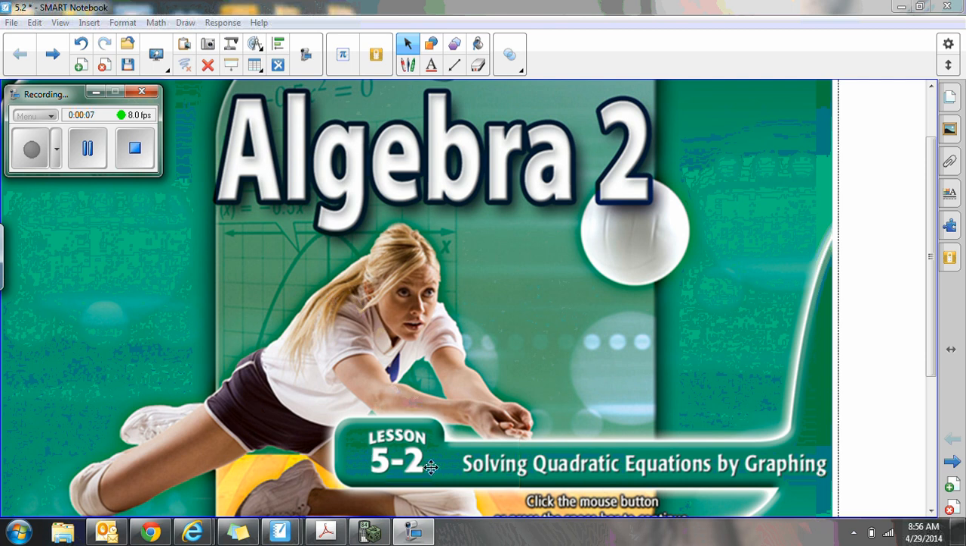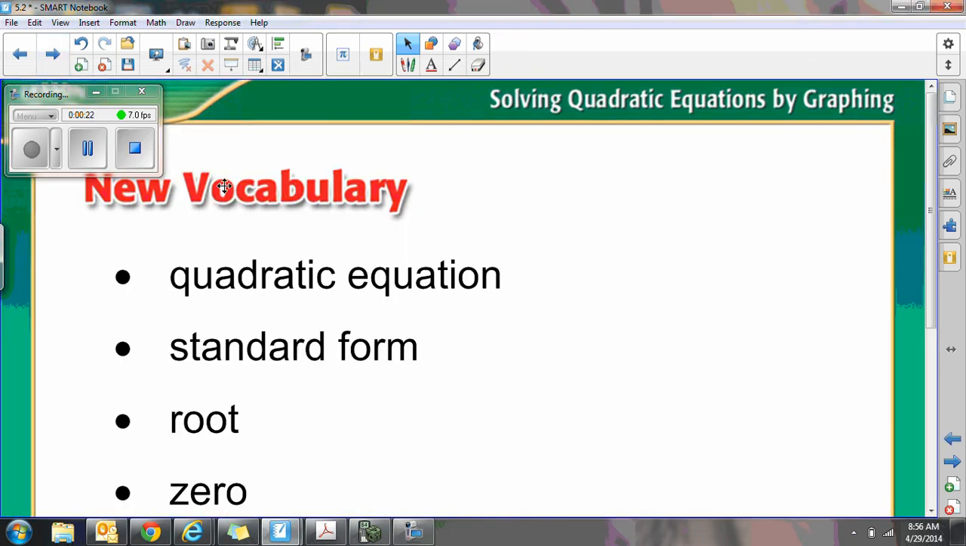Today we're going to take a look at section 5.2, which is solving quadratic equations by graphing. I think you're going to find this section pretty nice because it's not any different from 5.1. We're just going to be looking to see where we can find some roots. So let's talk about our new vocabulary. We're talking quadratic equation, standard form, root, and zero tonight.